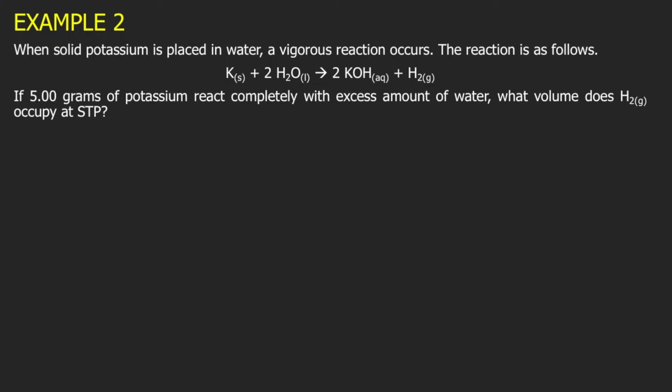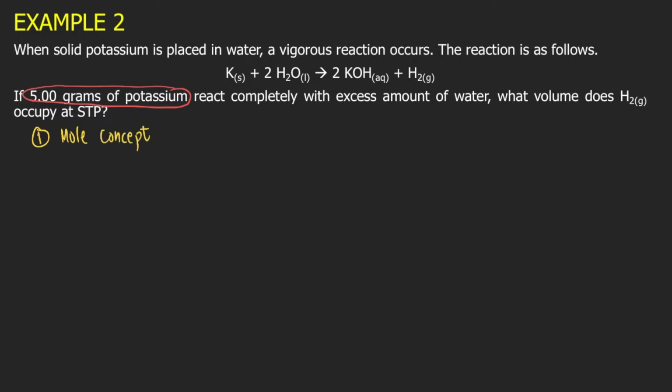So the problem gives us 5 grams of potassium, and we know that potassium is a reactant according to the reaction above. Whenever you are given grams, the very first thing that must come into your mind is to convert that into moles, because we cannot use grams in stoichiometry. We always work with moles, right? So the very first part in the solution is mole concept.